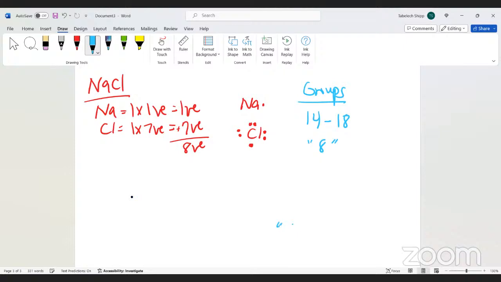Okay, so right here, we're going to start off with sodium. Okay, sodium with one little valence electron, because that's what it was contributing.